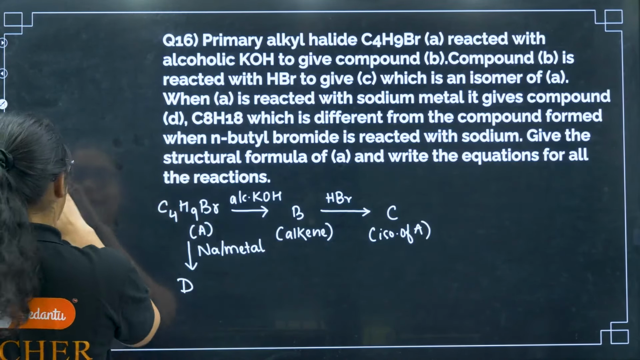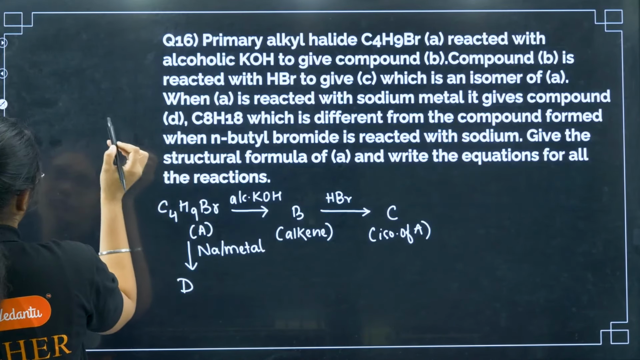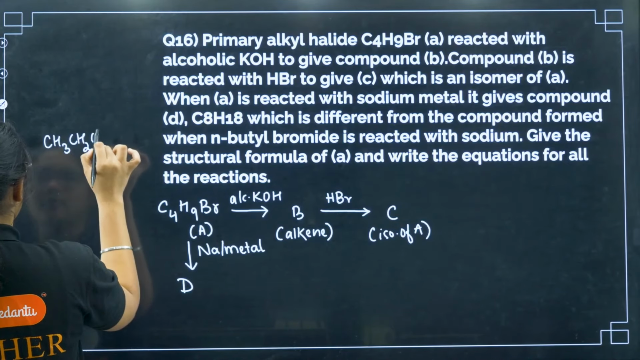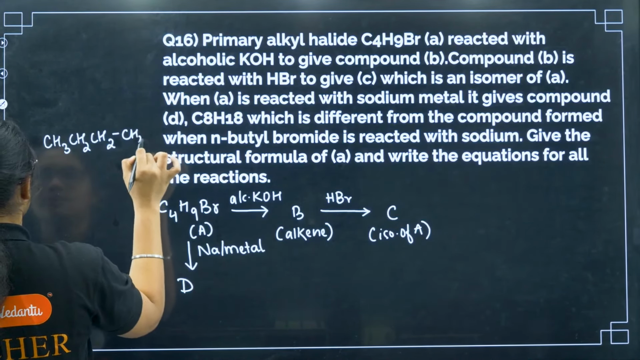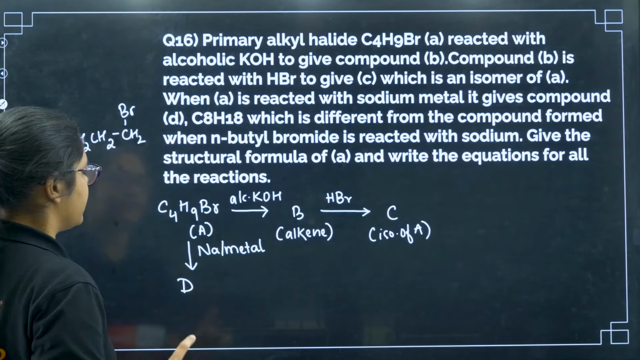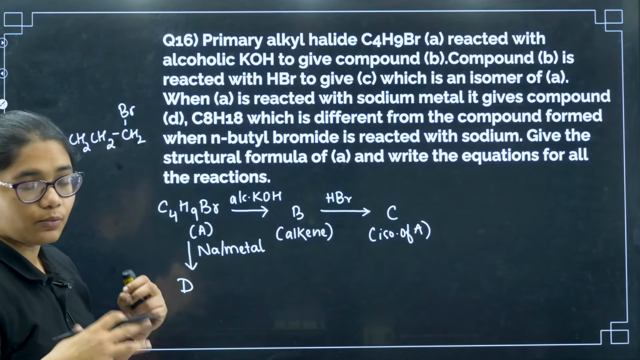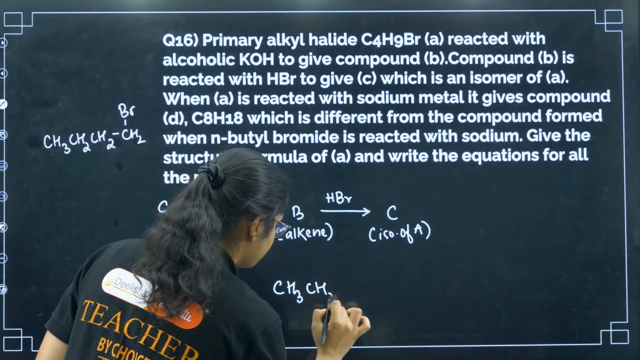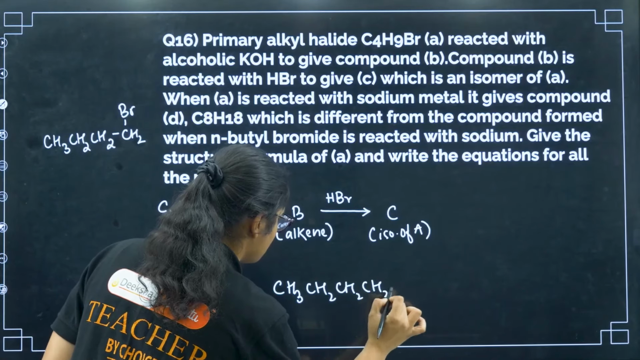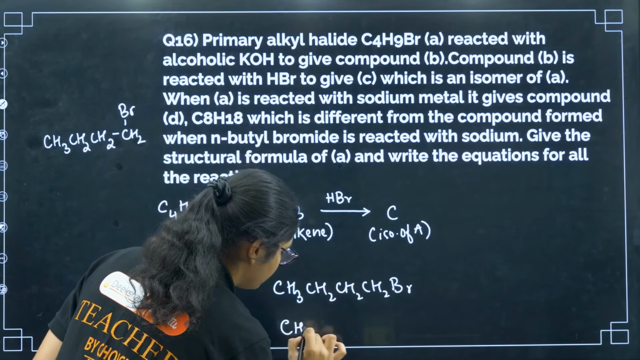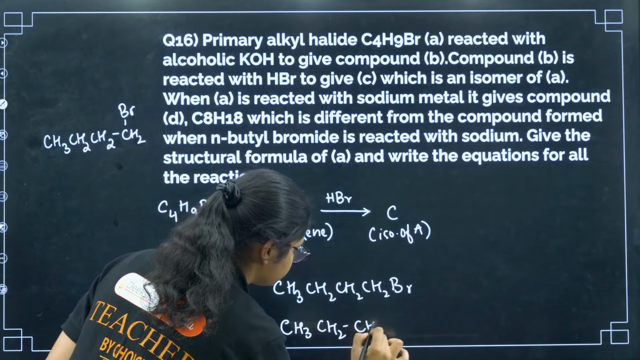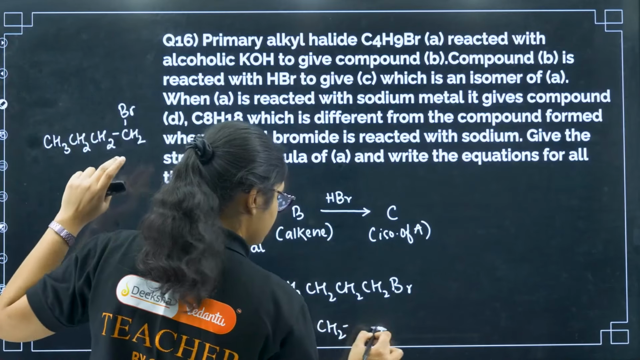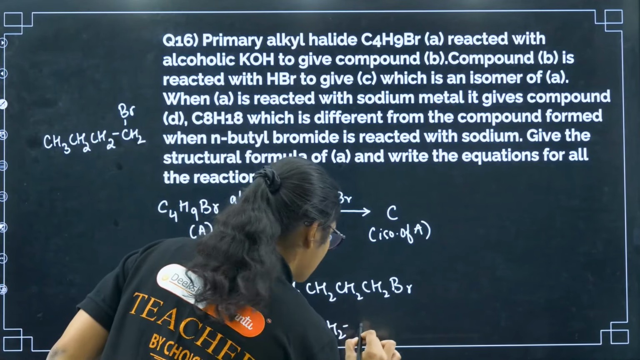So if you are taking N-butyl bromide, that is like this. This is your N-butyl bromide. And one more thing, if in this formula C4H9Br, what all possibilities are there for primary alkyl halide? One is your N-butyl bromide, that is this one. Okay, this is one possibility. Another is like this.